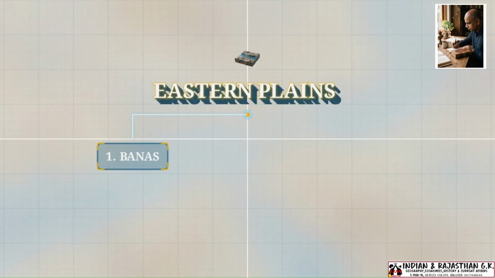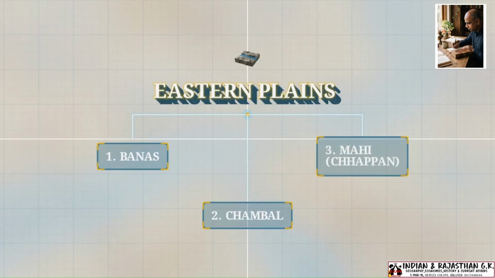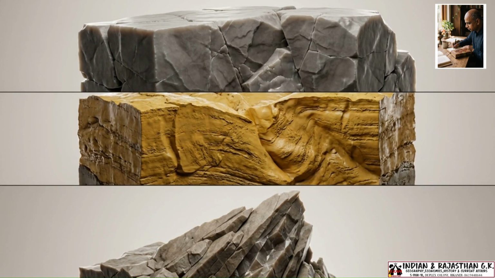First, the Banas Basin, draining the central and northern plains. Second, the Chambal Basin and its extensive ravine networks. And third, the central Mahi Basin, encompassing the southern Vaggard and Chappan plains. These three systems employ different geological regimes to construct the various sections of this continuous plain.